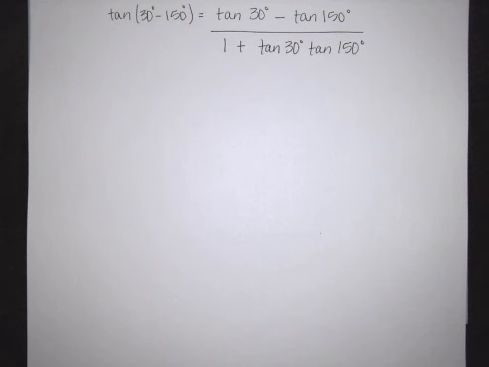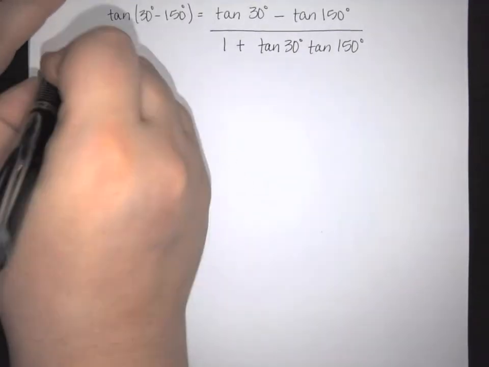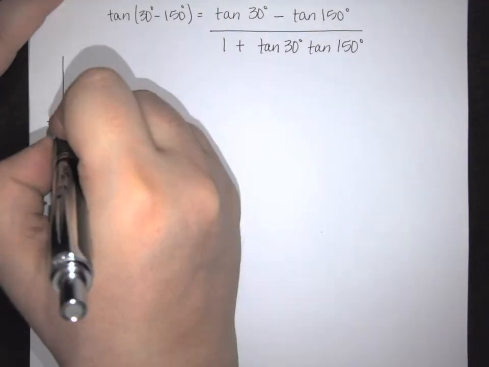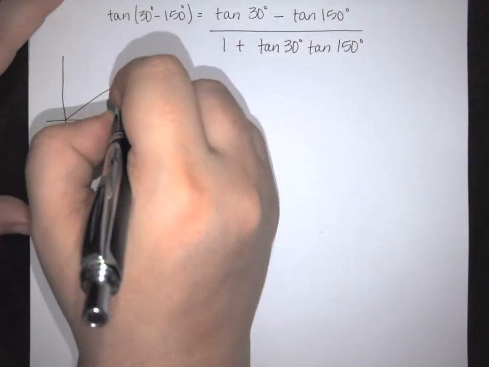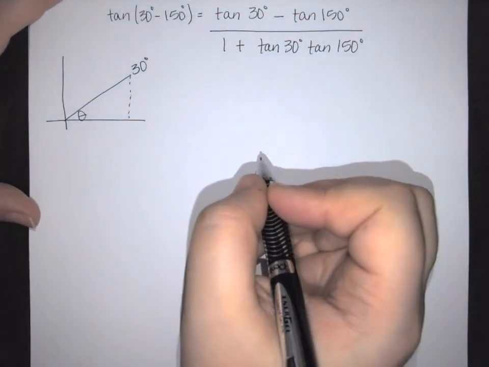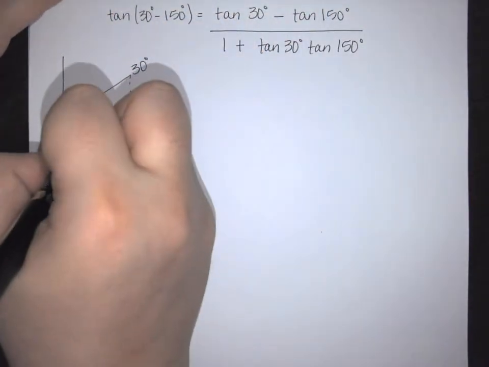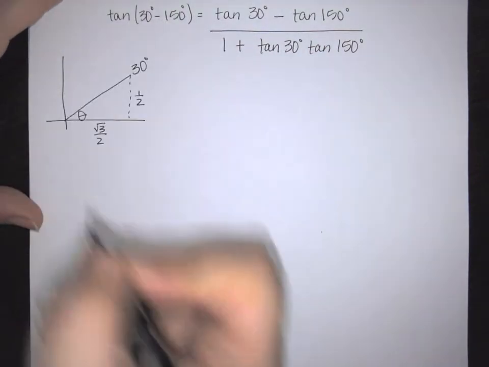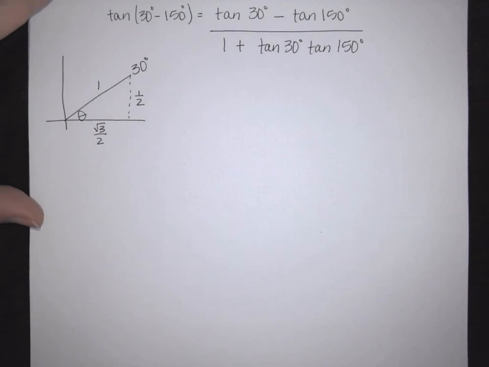So we're going to use 30 degrees. My 30 degrees is going to be here in my first quadrant. So here's my angle, and this is my 30 degrees. And so we're going to look at this being the square root of 3 over 2 on the bottom and 1/2 up on the side with my radius of 1.